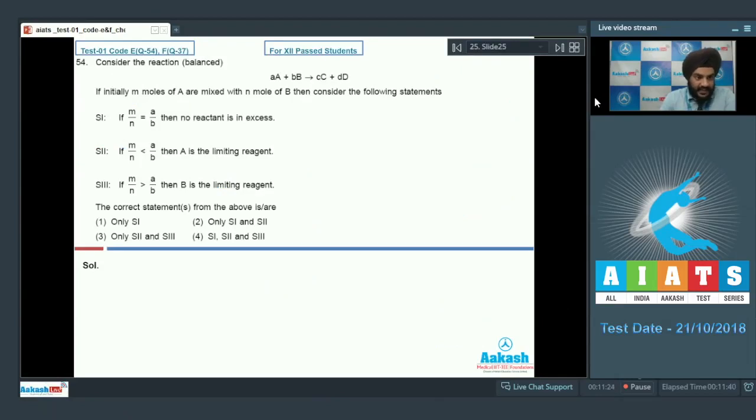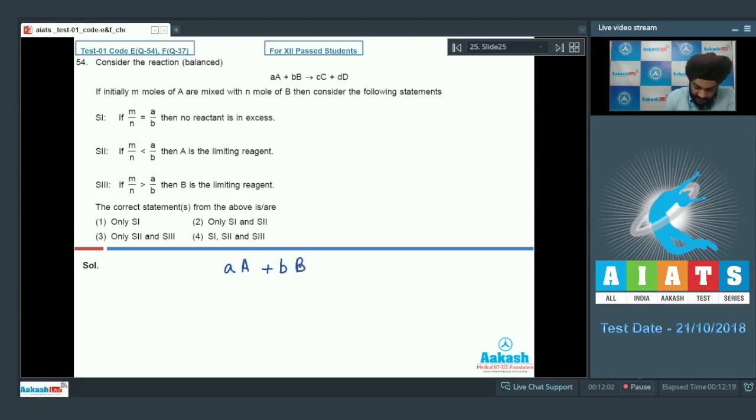Consider the reaction which is balanced, aA plus bB giving us cC and dD. So if initially m moles of A are mixed with n moles of B, then consider the following statements. If m by n is equal to a by b, then no reactant is in excess. If m by n is less than a by b, then A is the limiting reagent. And statement 3 says if m by n is greater than a by b, then B is the limiting reagent. So students, let us try and solve this question.